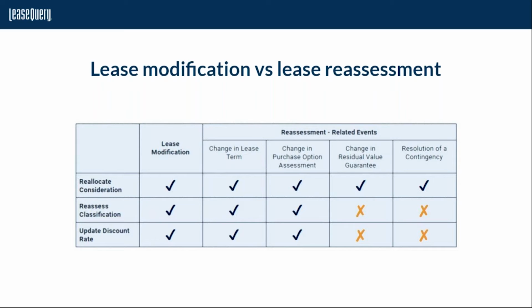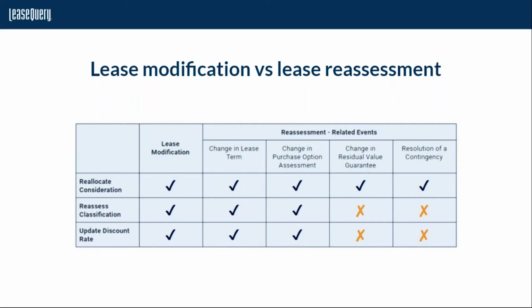Okay, so we just went over a lot of facts about lease modification and lease reassessment. Let's recap that a little bit. Modifications and reassessments both result in the remeasurement of a lease liability. However, the type of event dictates the additional treatment, such as whether the discount rate should be updated at the time of the change, whether the lease classification should be reassessed, or whether the consideration in the contract should be reallocated. In summary, lease modifications are identifiable as a change that requires contract renegotiations between the lessee and the lessor.